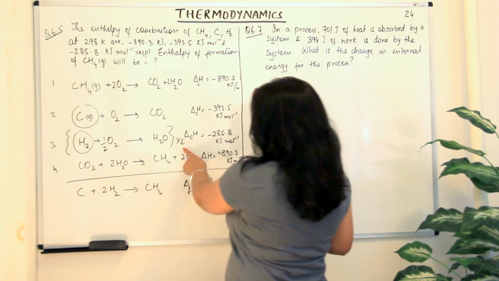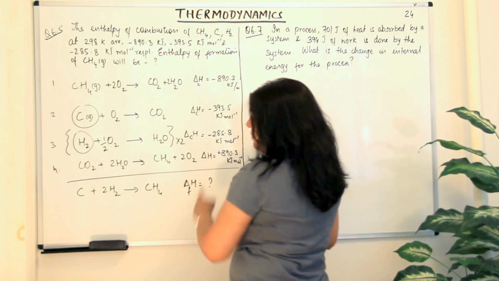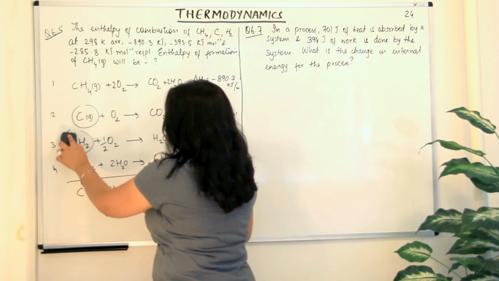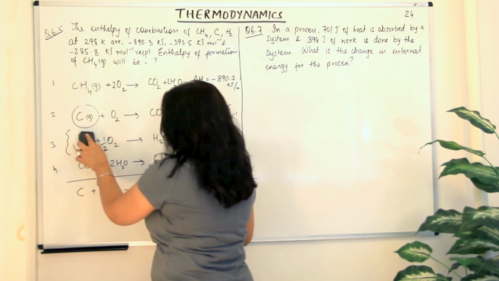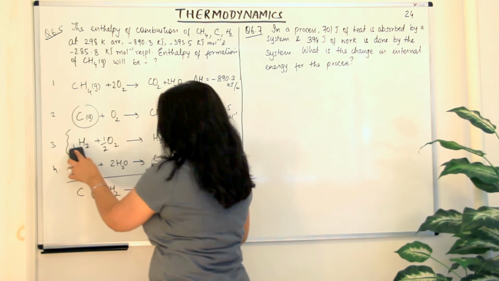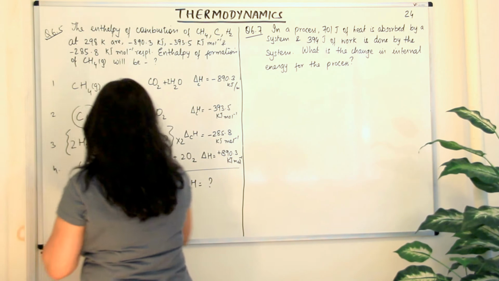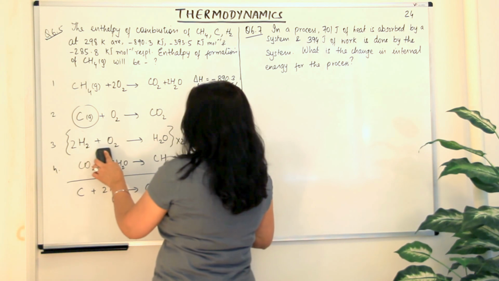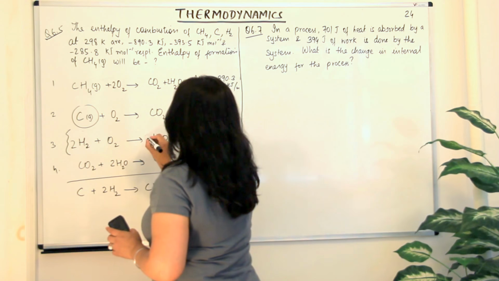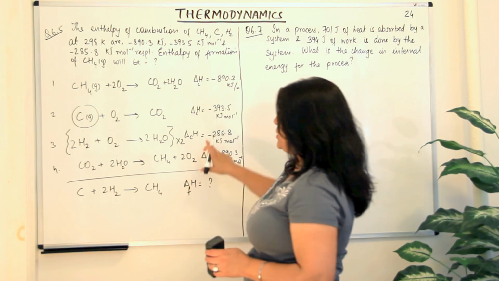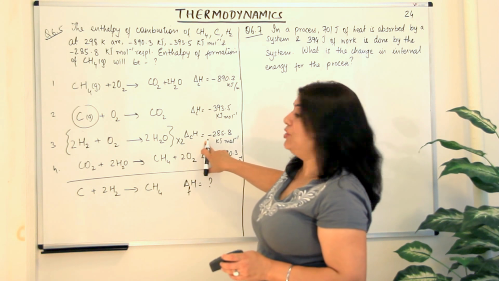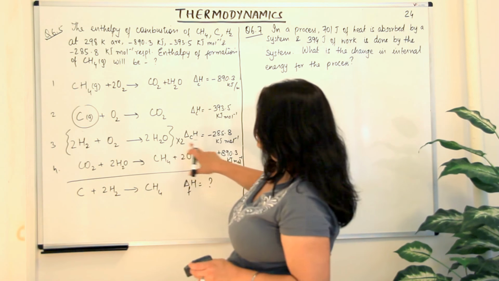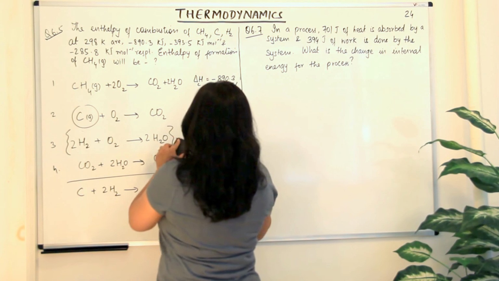If you multiply this by 2, everything will multiply by 2, which means you will now get 2 moles of hydrogen, half a mole of oxygen into 2 will become 1 mole of oxygen, and water also multiplied by 2, you will get 2 moles of water. So what happens to the heat? When you multiply this entire equation by 2, the heat also should be multiplied by 2.